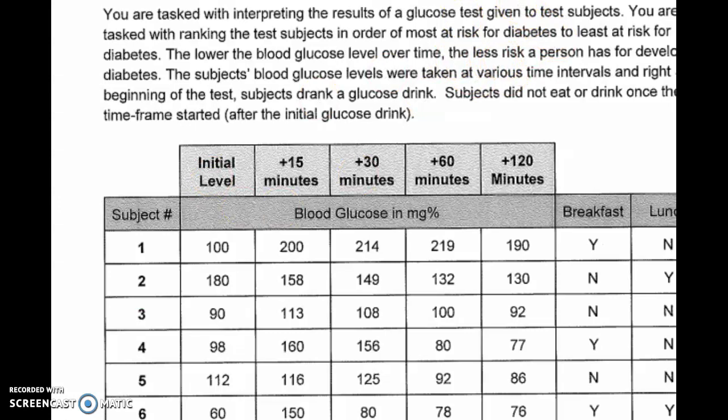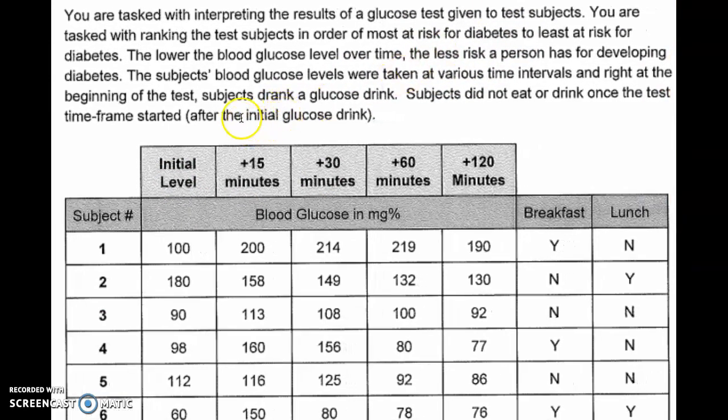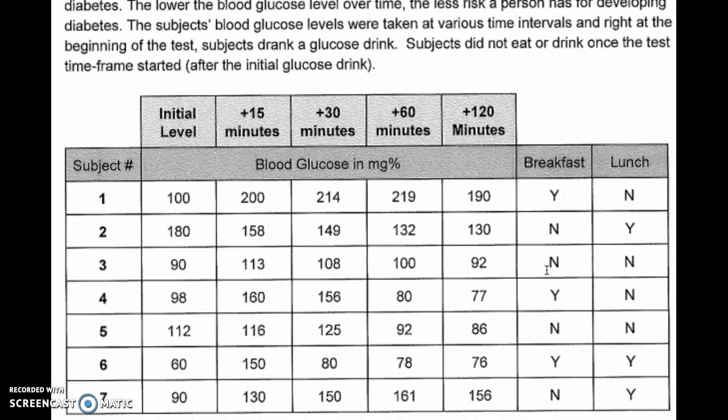It says that the subjects' blood glucose levels were taken at different time intervals, and that right at the beginning of the test, each subject drank a glucose drink. The subject did not eat or drink once the test time frame started after the initial drink. Okay, so all I can assume, since it says that the subjects did not eat or drink once the test started, is that this breakfast and lunch happened before the test.